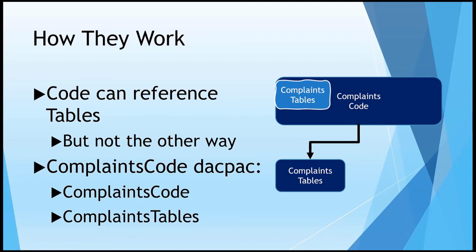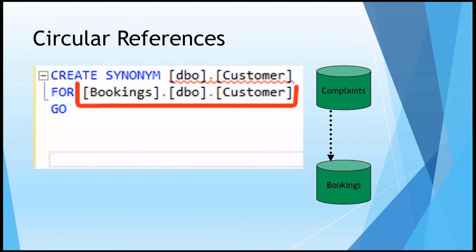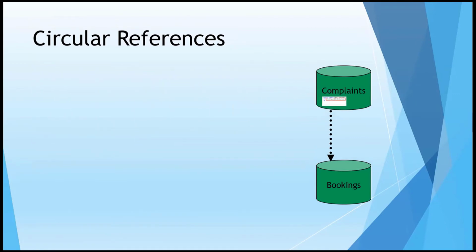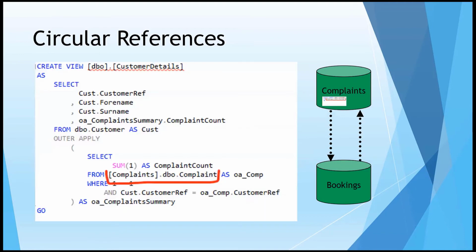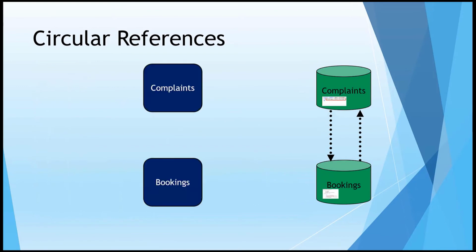And the first example, and the one you may be familiar with, is the circular references problem. And this happens because you want your deployed projects to look something like this. You want a complaints project, or a complaints database and a bookings database, and you want the complaints database to contain a synonym that references a table in bookings. And you want the bookings database to contain a view that references a table in complaints. Now, our first instinct here is we'll create 2 projects and we'll set up some other database references between them. But that's going to fail.